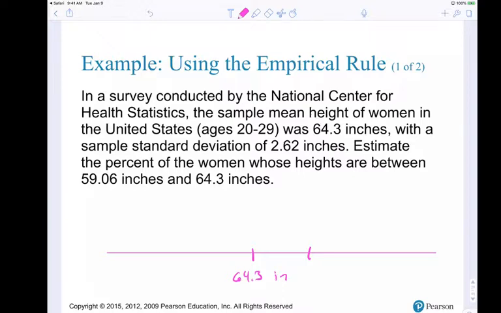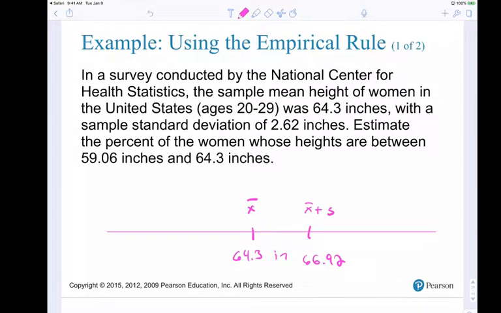Hey Siri, what's 64.3 plus 2.62? 64.3 plus 2.62 is 66.92. So this is the sample. I think this is like our X bar. This is X bar plus one standard deviation.